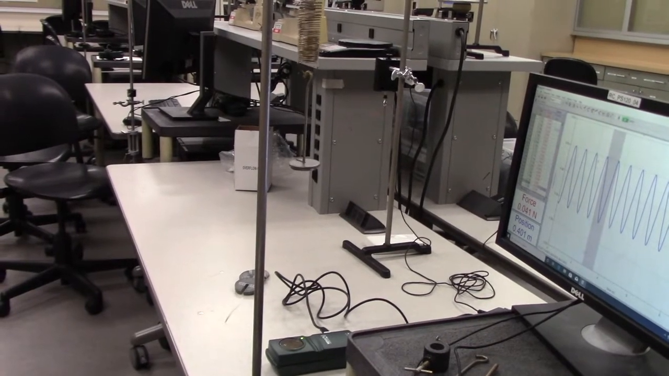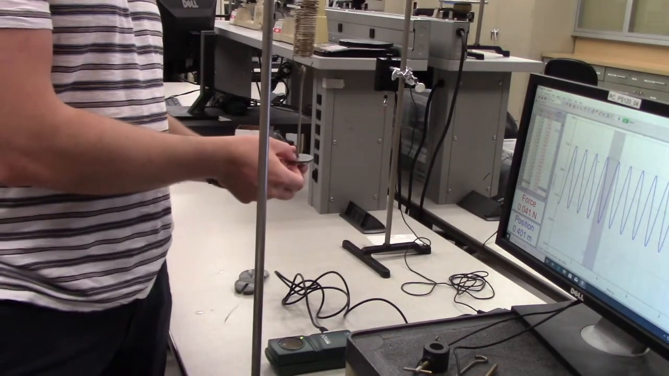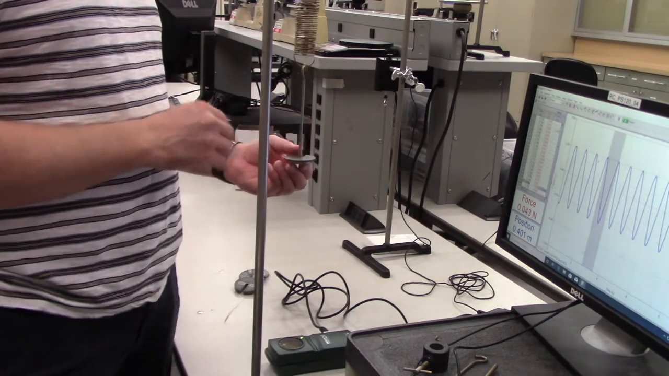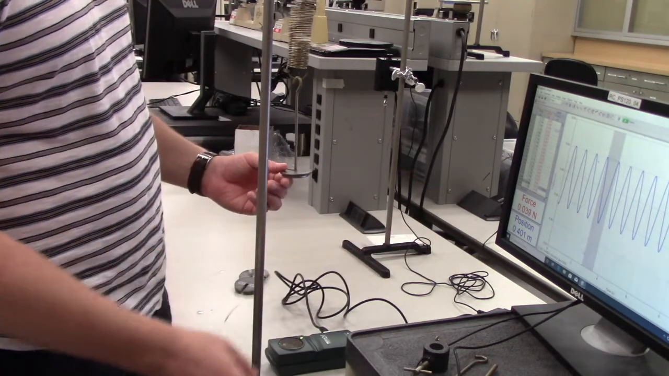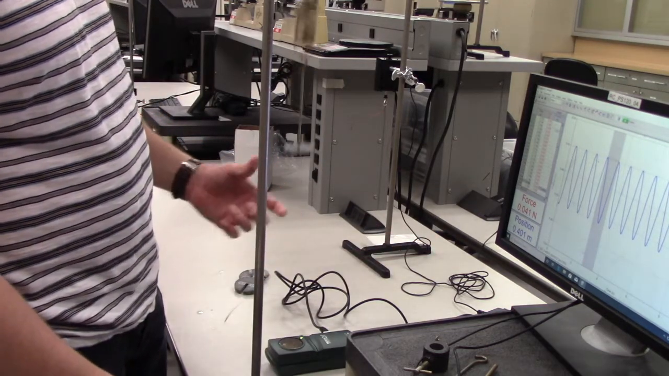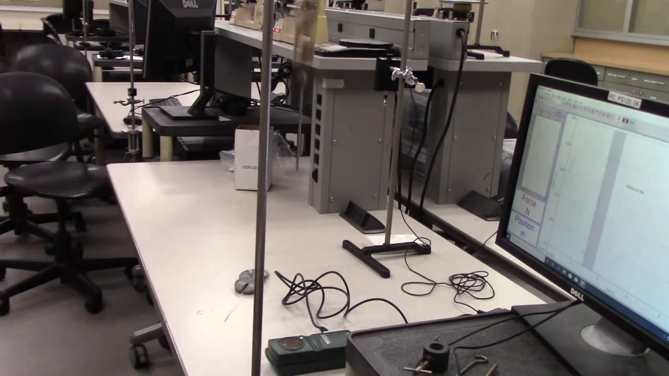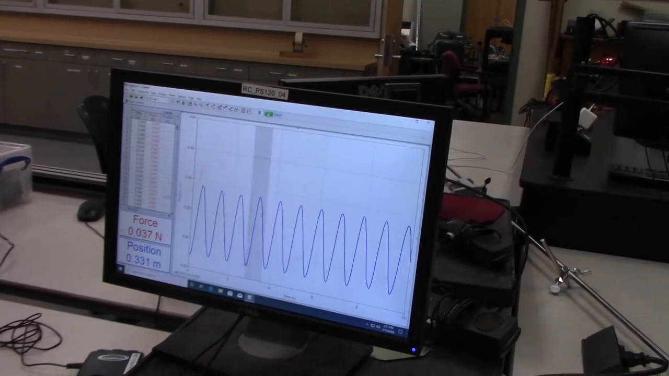Okay, for the next run of the experiment, I've added 50 grams to what we had before, so now there's a total of 100 grams hanging from the spring. We're going to do the same exact thing, set it in motion, and then collect data using the motion detector. So here we go. Okay, and now here's that data plotted out on the screen.